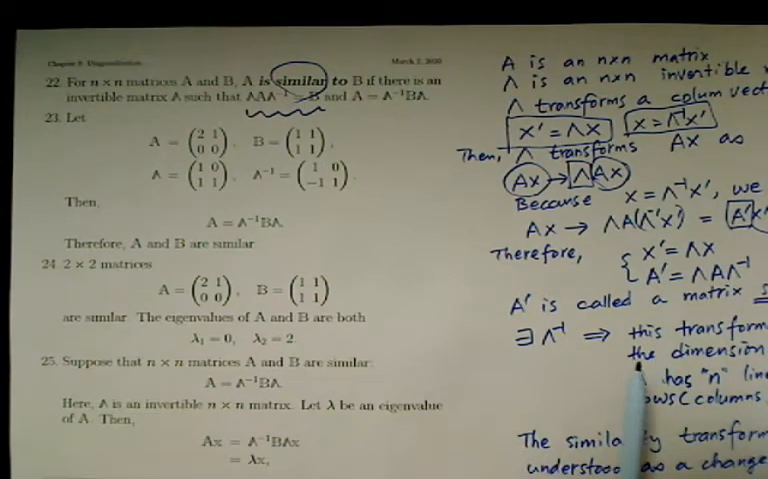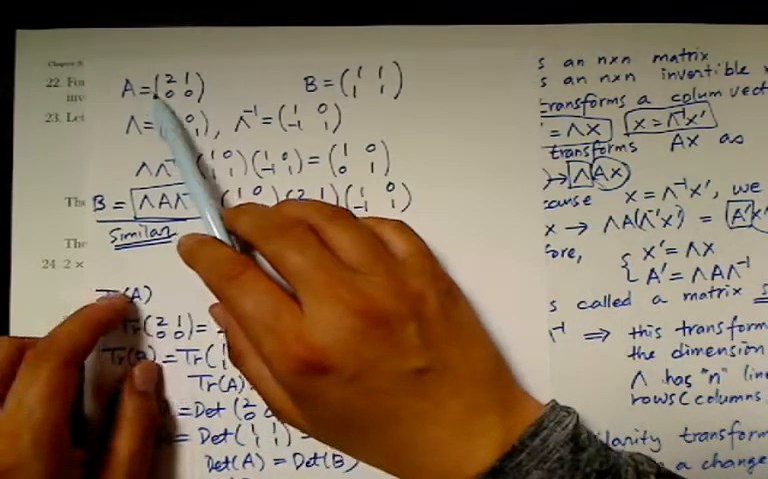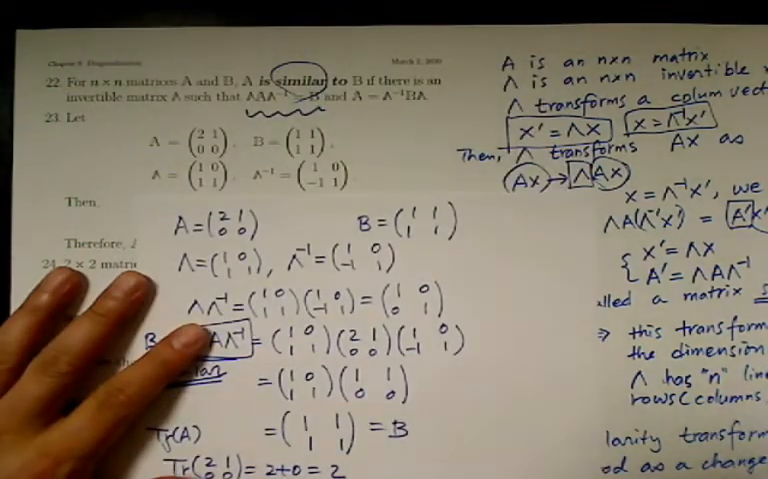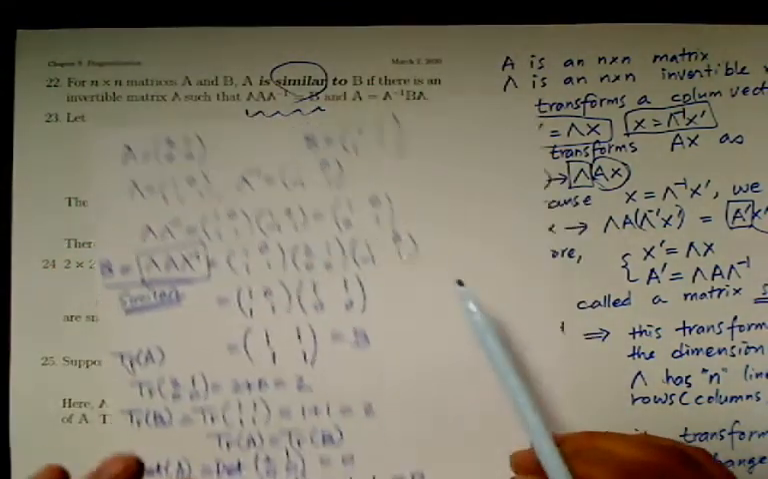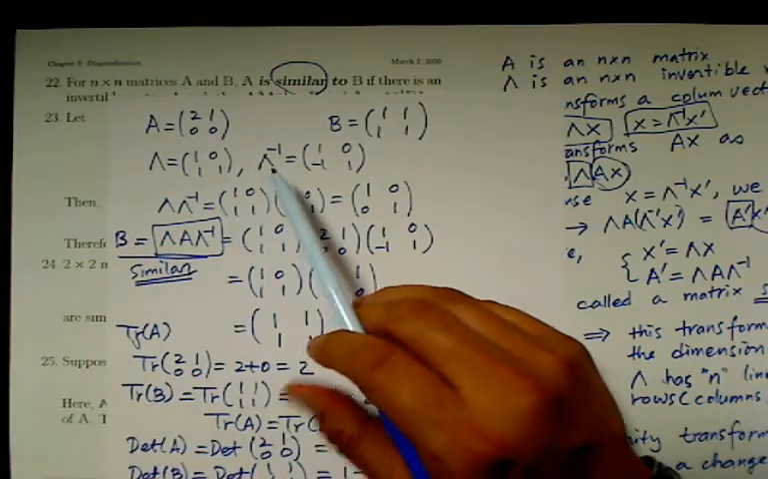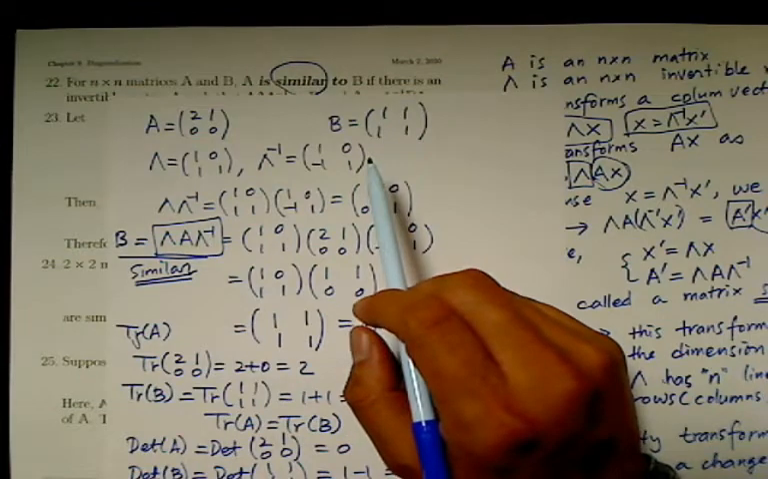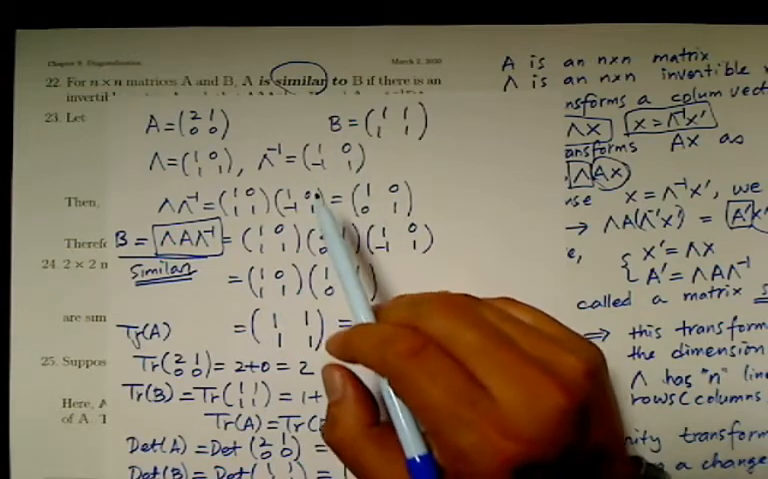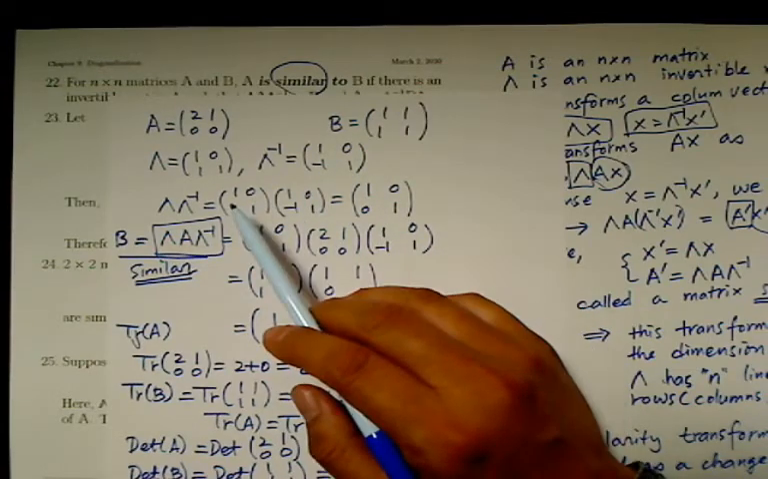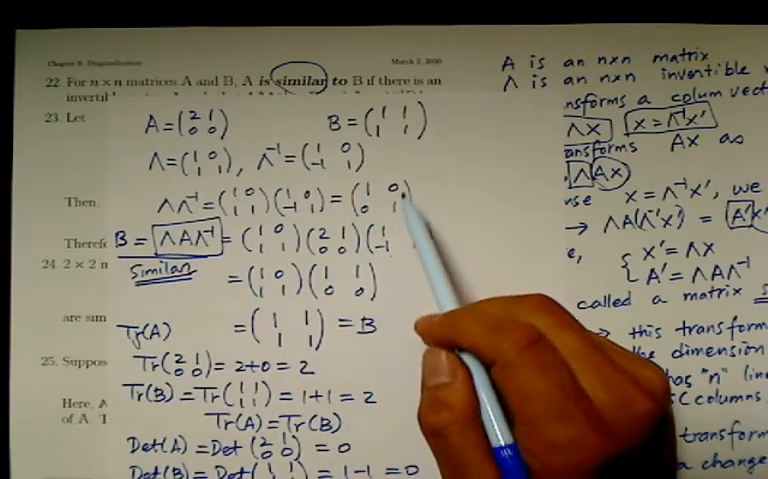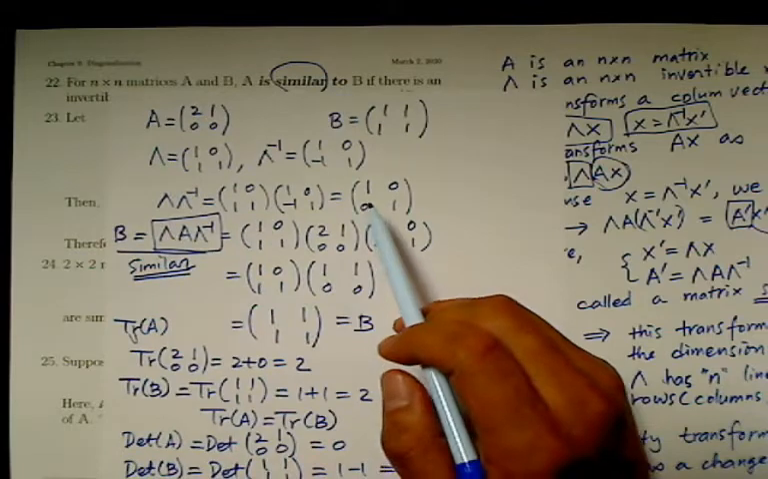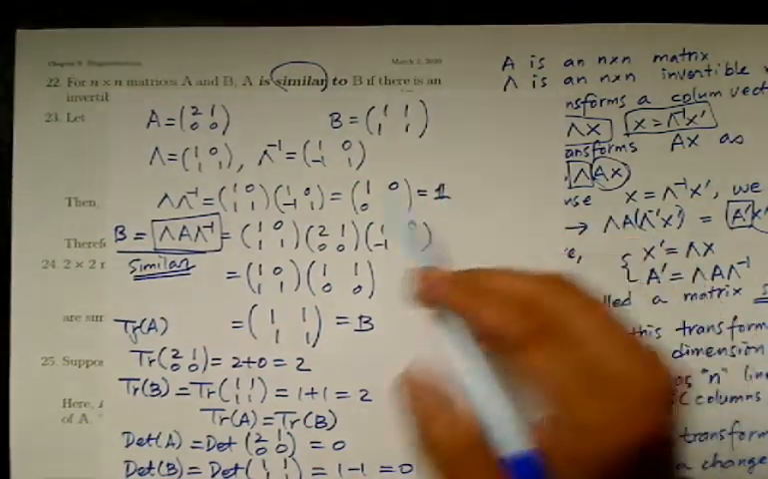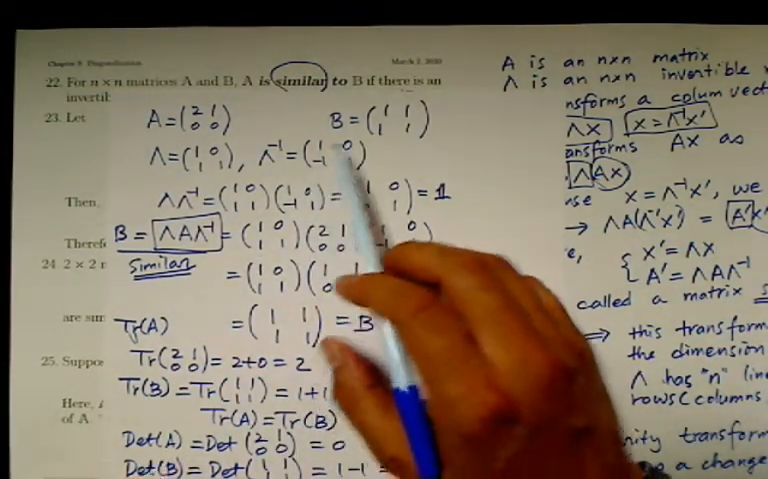For example, let us consider A and B. Here lambda is given like this, and the inverse of lambda is given like this. Let's check if it is true. Lambda is here, copy it, lambda inverse. If I multiply the two matrices, I obtain diagonal elements of 1, and 1 minus 1 vanishes, 0 0 vanishes. So it is an identity. If the product is the identity, this one is the inverse.